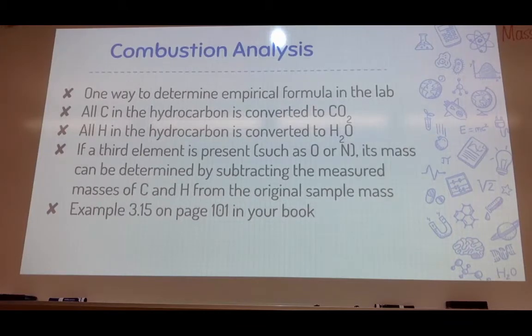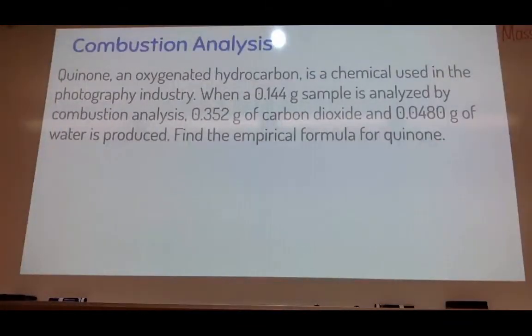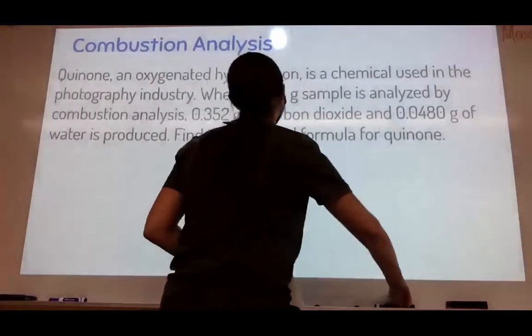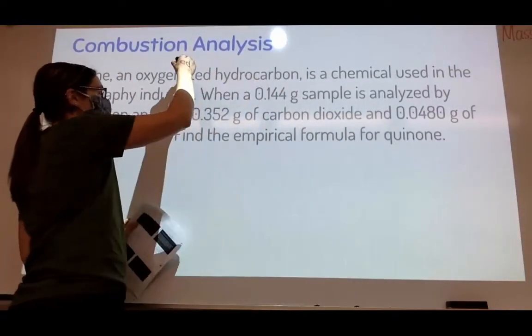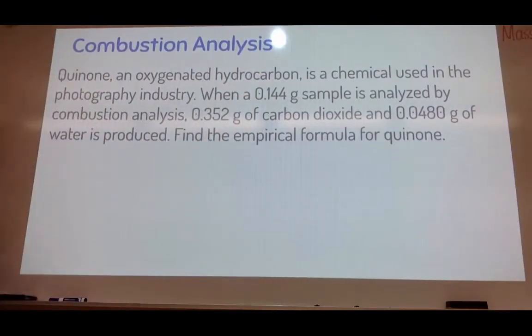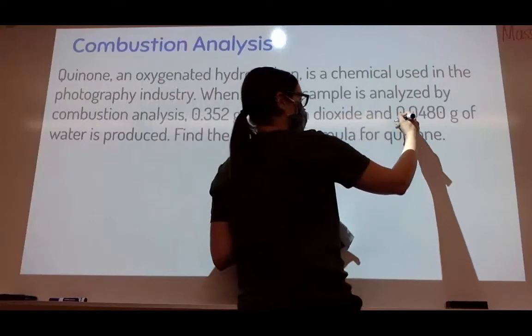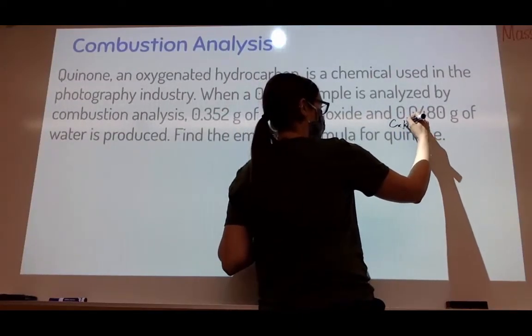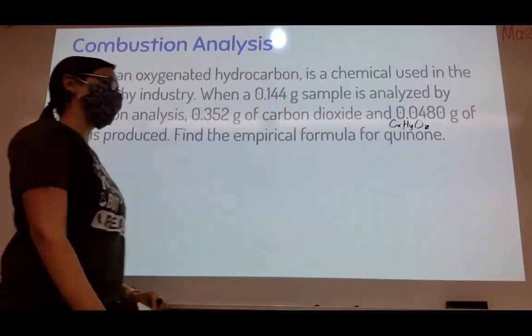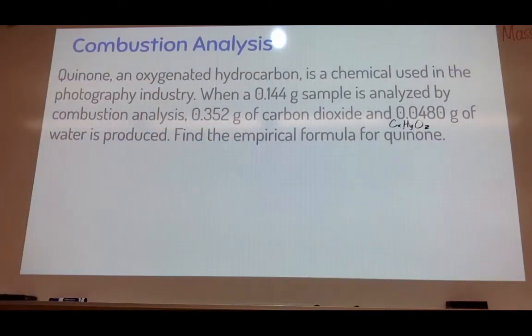So this is just what it is, how it's determined. But we're going to actually look at an example. So this says quinone, which is an oxygenated hydrocarbon. So oxygenated hydrocarbon means oxygen, hydrogen, and carbon. So we're going to have C with some subscript, H with some subscript, and O with some subscript. So I'm using X, Y, and Z as our subscripts. So it's used in photography.